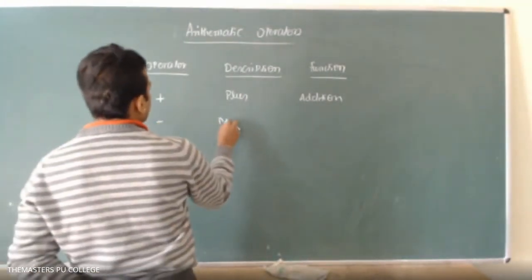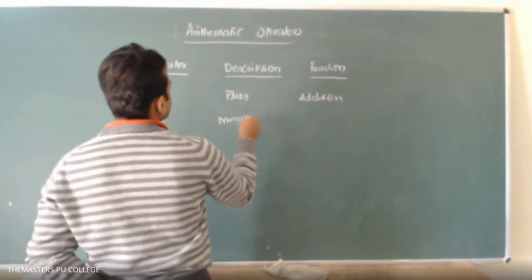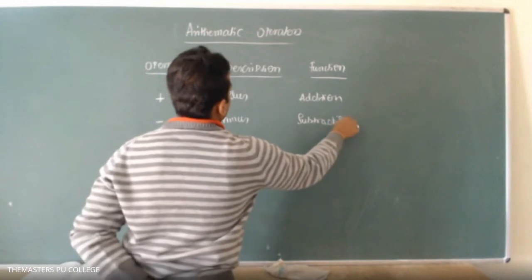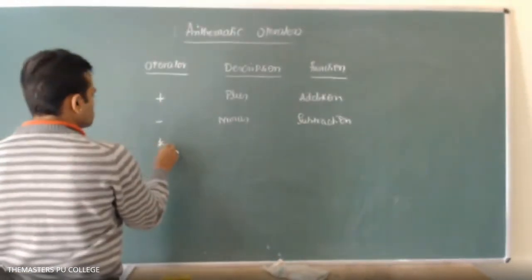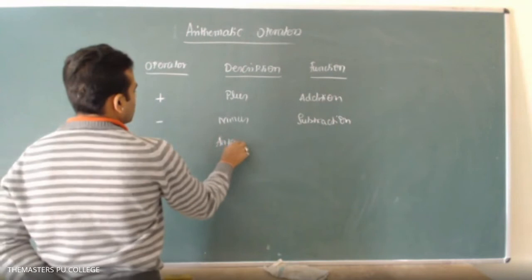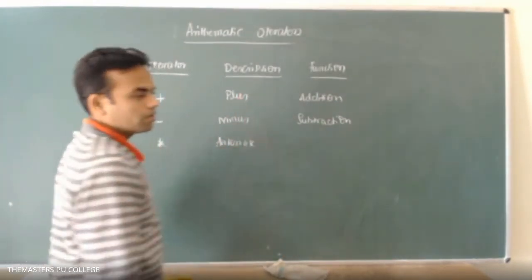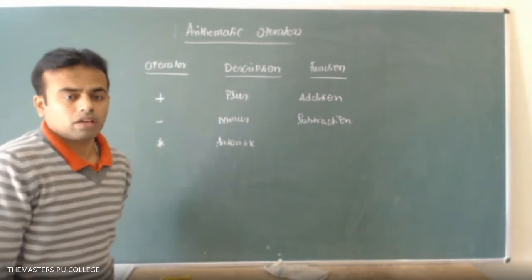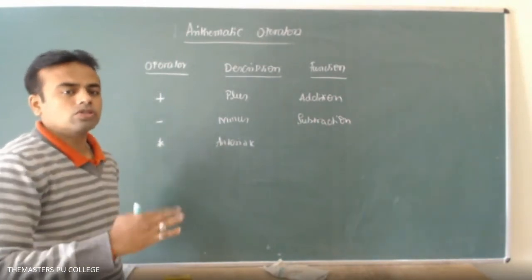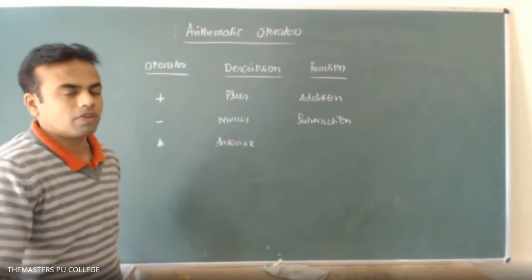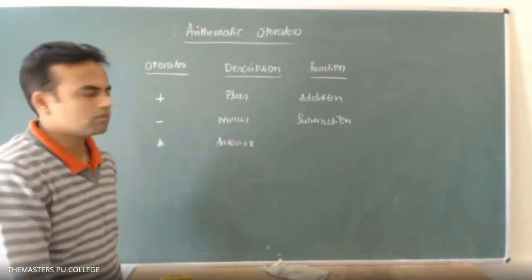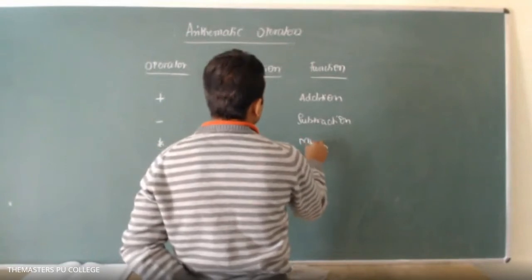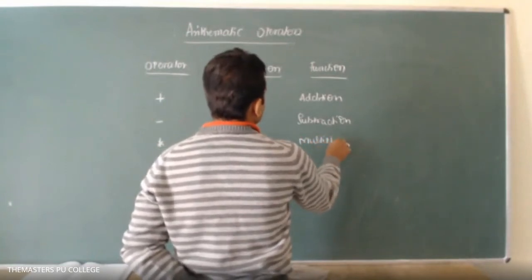Next, minus: subtraction. Next, what is this? Asterisk. There we use it in a unary operator, where it makes a variable into a pointer variable, and it finds the address of the other variable. But here the asterisk is for multiplication. It brings out the product.